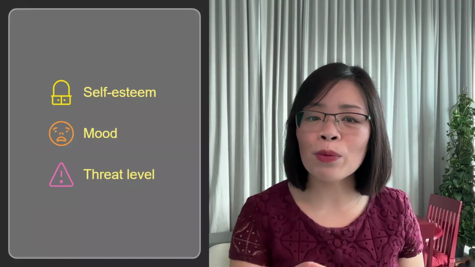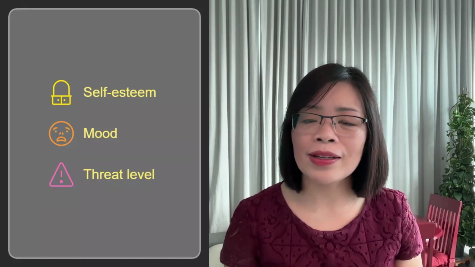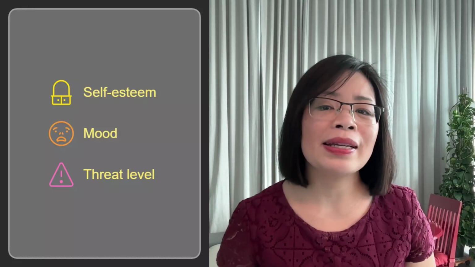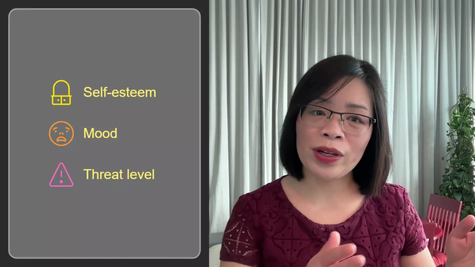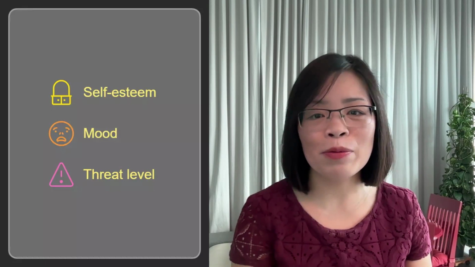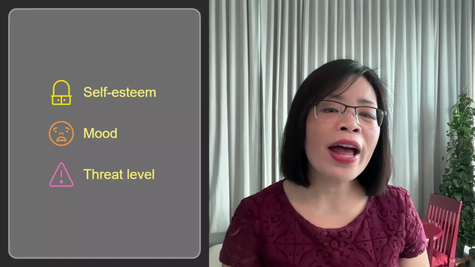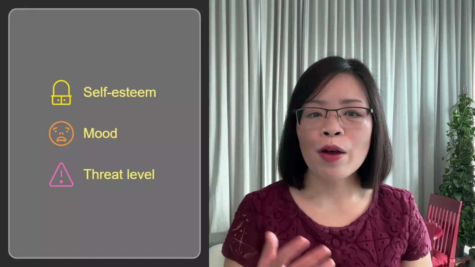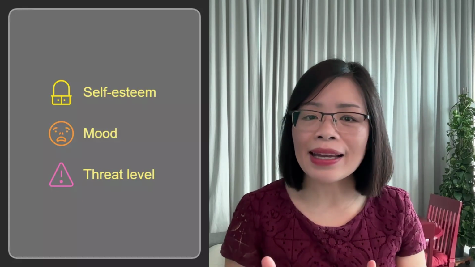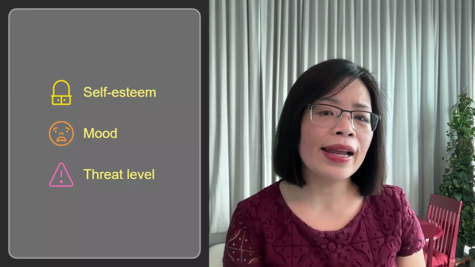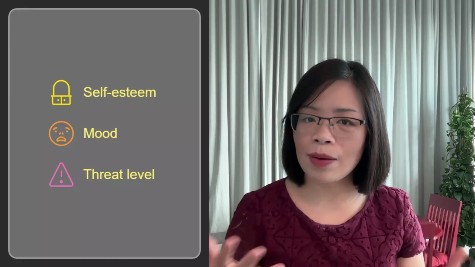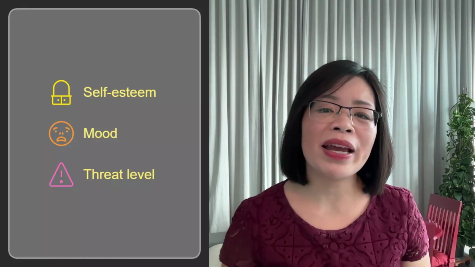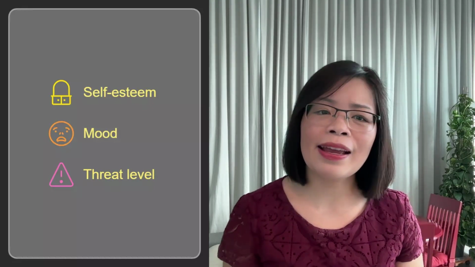Third, we have threat level. When we feel threatened or insecure, we often turn to downward comparisons. This is consistent with the self-enhancement motive we just talked about. It's our way of trying to feel better about ourselves when we're under pressure. For example, you receive negative feedback at work and then think, well, at least I'm doing better than Steve in accounting. This is a defense mechanism, and its effectiveness can vary.